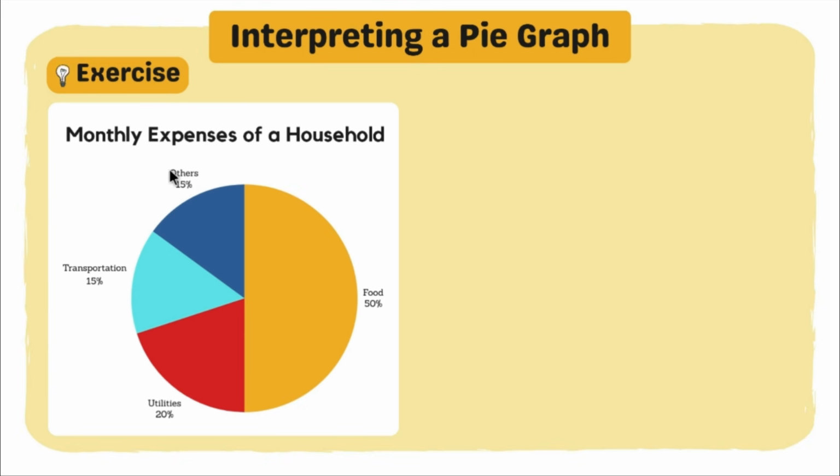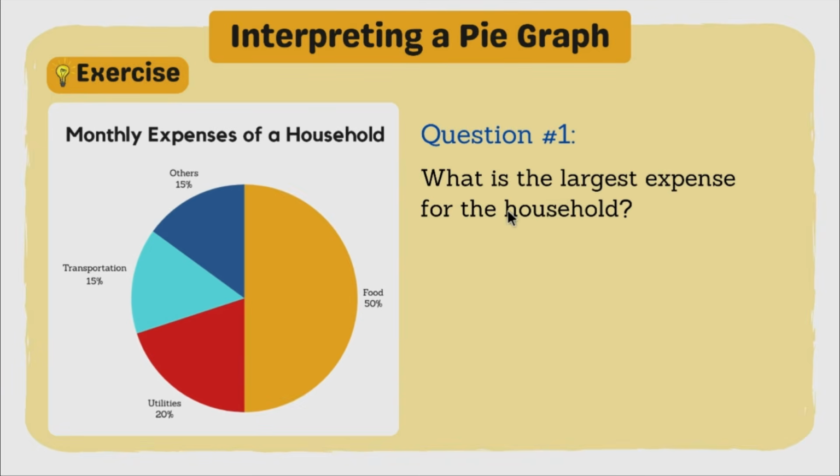Alright, so we have here a pie chart on the left. This is a monthly expenses of a household. So this is a very simplified version. We have here the different slices. And our question will be, the first one, what is the largest expense for the household? Okay, so we have food, which is 50%, utilities, which is 20%, transportation, 15%, and others, 15%. So obviously, ang sagot po natin dito ay food with 50%.